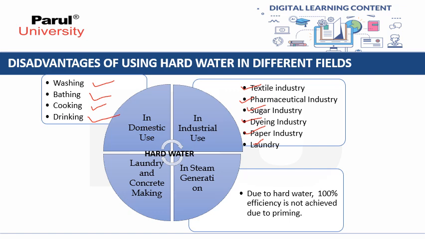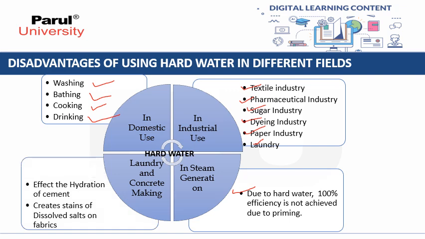And if we use hard water in steam generation, then 100% efficiency is not achieved due to priming and foaming of water. In case of laundry and concrete making, the hard water will affect the hydration of cement and creates stains of dissolved salts when dry, or when present in fabric.